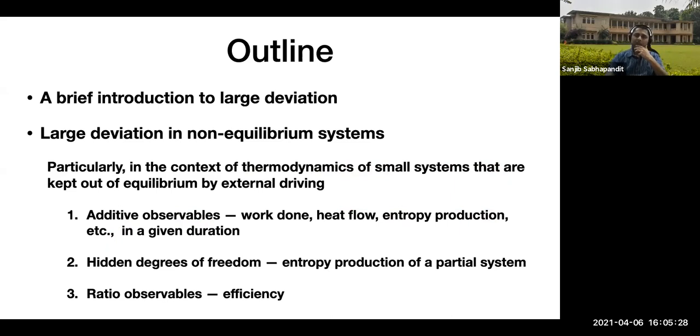After that, I'm going to talk about the symmetry properties of the probabilities of entropy production. In particular, when you have forgotten to take into account some degrees of freedom, for example, when you are computing the entropy production, and how does it affect the symmetry properties. And finally, very briefly, I'm going to talk about ratio observables, which is basically the ratio of two time-additive quantities, like efficiency, for example, which is the ratio of, let's say, work and heat.